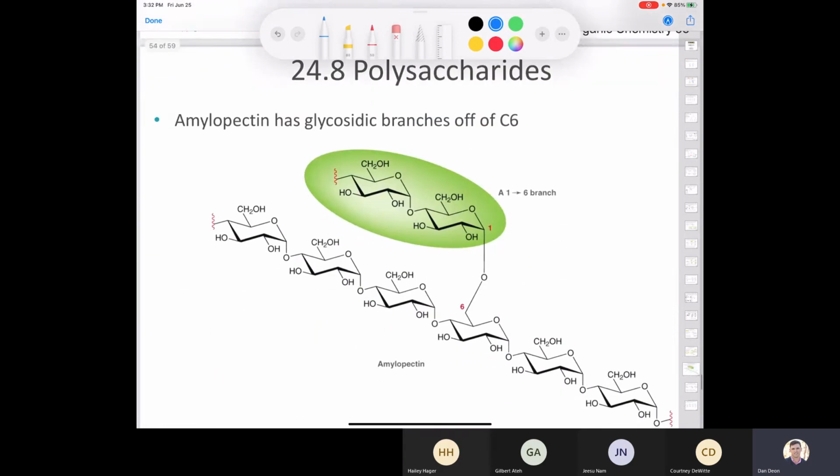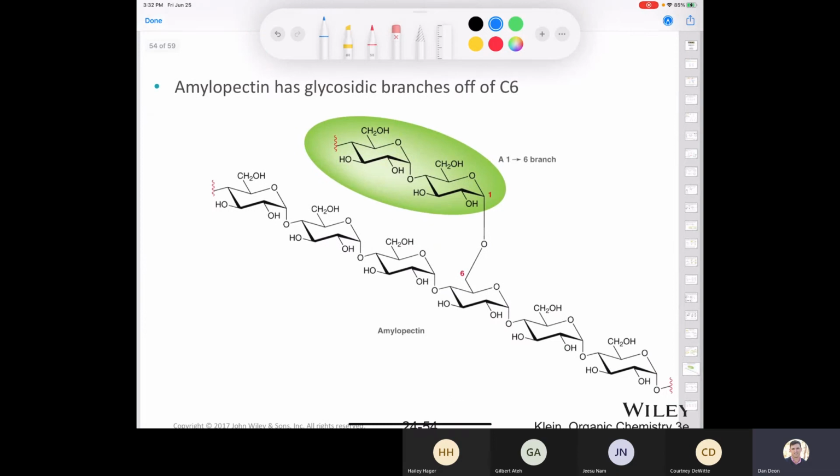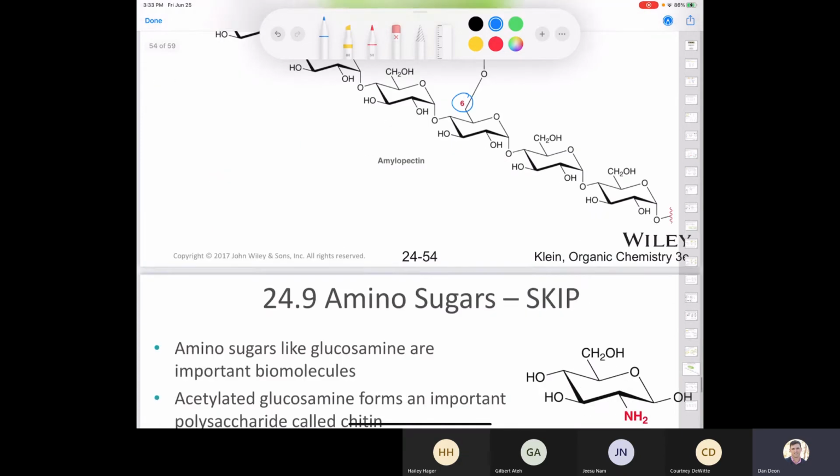And the difference between amylose and amylopectin is that amylopectin has branches off of the main chain. So we call this a 1,6 branch because it goes off of carbon 6 and attaches to carbon 1 like this. And it has these branches about every 25 glucose units. So approximately every 25 units, you get a branch.